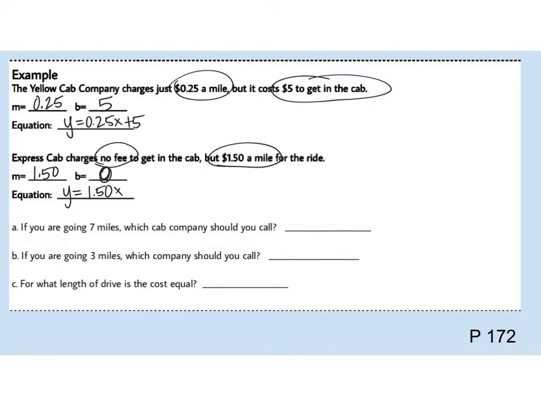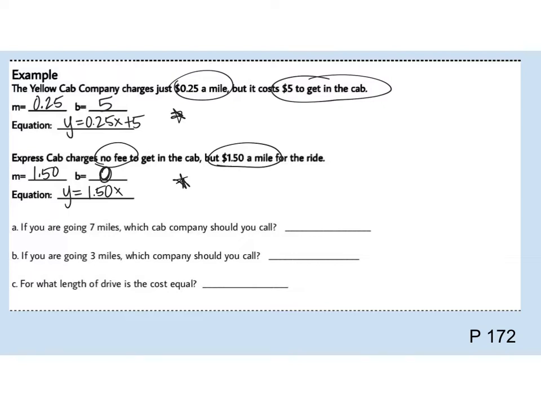So the length of the drive is important, because if you're just going a short distance, like a mile or two, it might be better to be in this cab because it doesn't cost you anything to get in. But if you're going to be going a long distance, it might be better to get into a Yellow Cab Company cab, because it's going to cost you $5 upfront to get in, but you can go a lot farther for cheaper money. So if you're going 7 miles, which one should be your call?